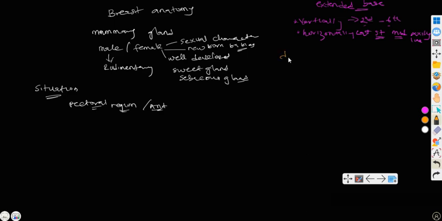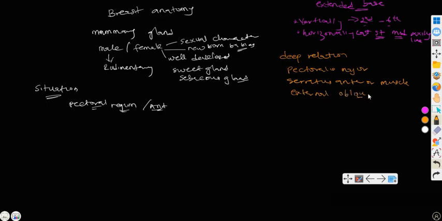What are the deep relations in the breast? The deep relations in the breast are the pectoralis major muscle, serratus anterior muscle, and external oblique muscle. These are the deep structures related to the breast.